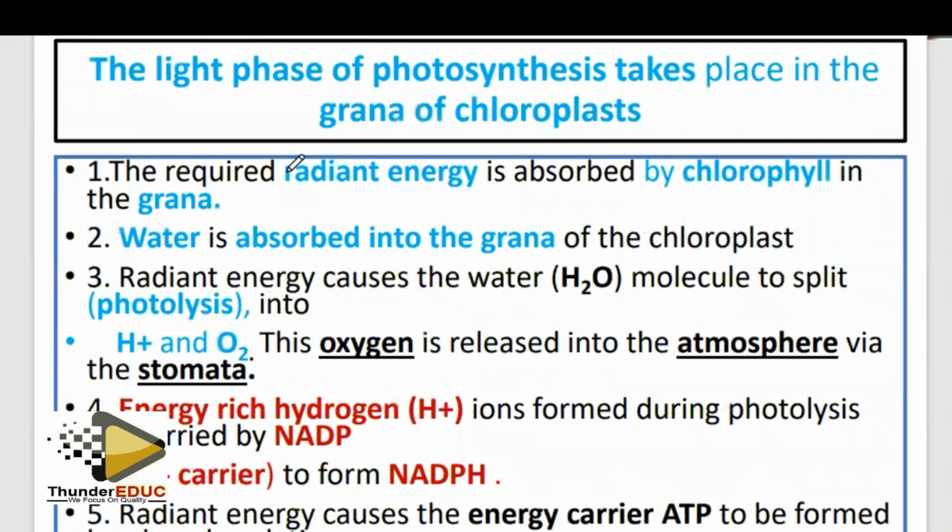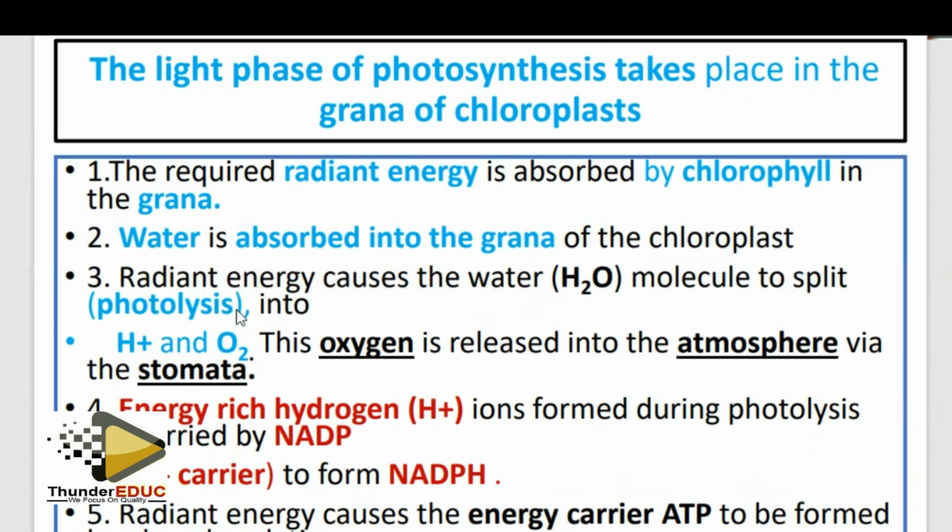So we are saying that in the light dependent phase, the required radiant energy is absorbed by the chlorophyll in the grana or the thylakoids. Water is then absorbed into the grana of the chloroplast. The radiant energy, the light coming from the sun, causes the water to break down, meaning to split. That process of water splitting into hydrogen ion plus oxygen, we call it photolysis.